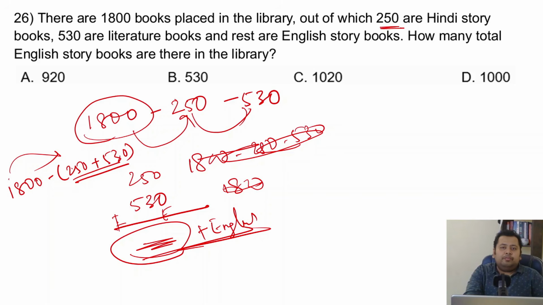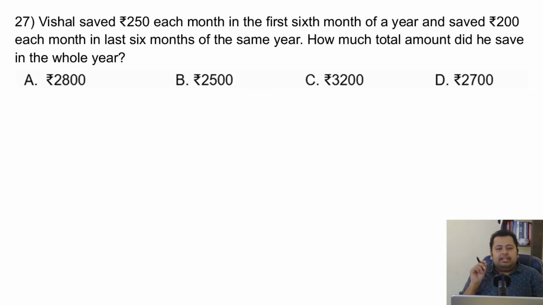Now let's move to question number 27. Vishal saved rupees 250 each month in the first 6 months of a year. He saved rupees 200 each month in the last 6 months of the year. First 6 months he's saving rupees 250. Last 6 months he's saving rupees 200. How much total amount of money did he save? Again, very simple multiplication and addition problem. Solve it and then we look at the solution.